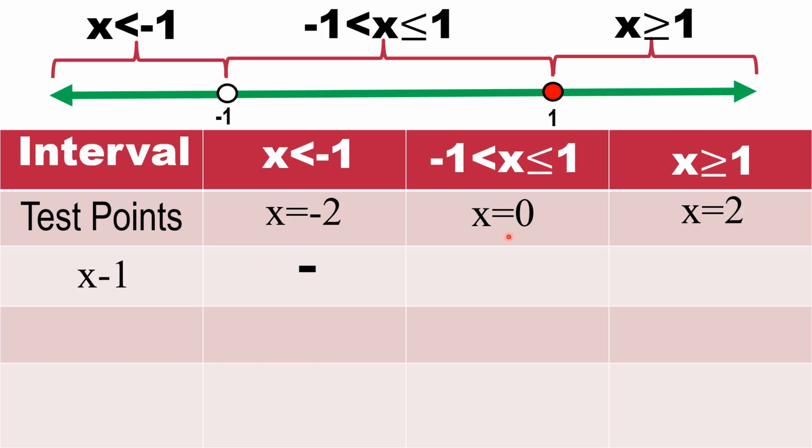Next, 0 minus 1 is -1. So, our sign is negative. Next, 2 minus 1 is +1. And our sign is positive.